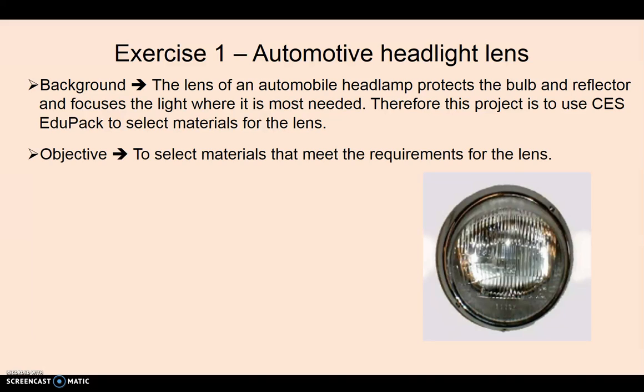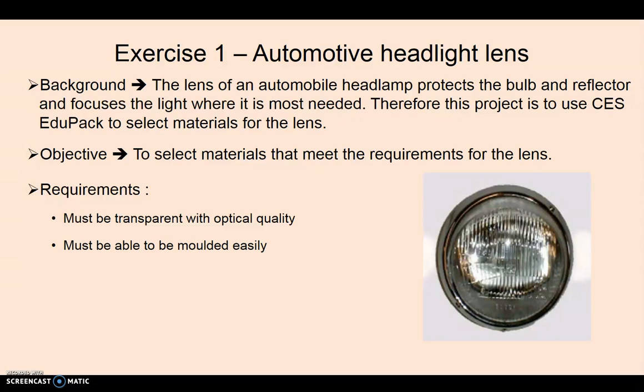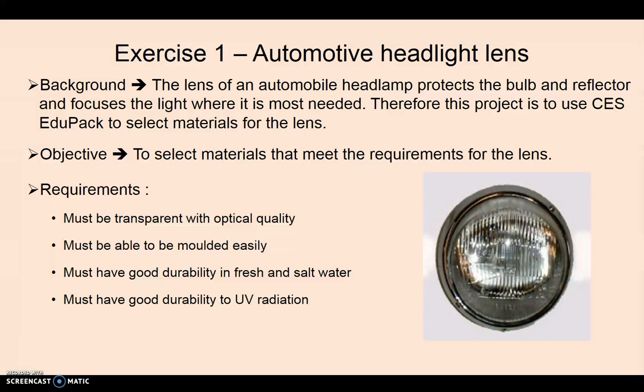The simple objective is to select materials that meet the requirements for the lens, and we have the requirements outlined below. Number 1, the lens must be transparent with optical quality. Number 2, it must be able to be moulded easily, because we're going to be manufacturing large quantities of these headlight lenses. Naturally enough, it must have good durability in fresh and salt water. It's going to be exposed to UV radiation, so it must have good durability to UV radiation. Good abrasion resistance, meaning a high hardness. And finally, it needs to be low cost.